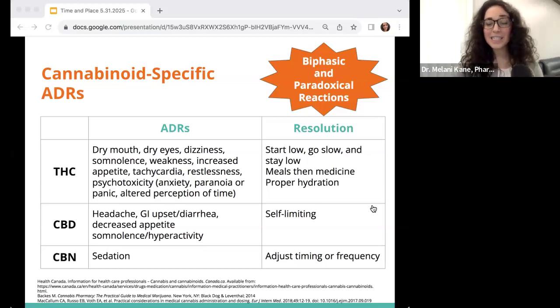With both THC and CBD, they both have the potential for biphasic and paradoxical reactions. So biphasic means different effects at different doses. At low doses, THC is anxiolytic, it is antiemetic, and quite the opposite at high doses, it can be anxiogenic and it can be emetic. So it can increase anxiety and increase nausea. So less is more when it comes to THC.